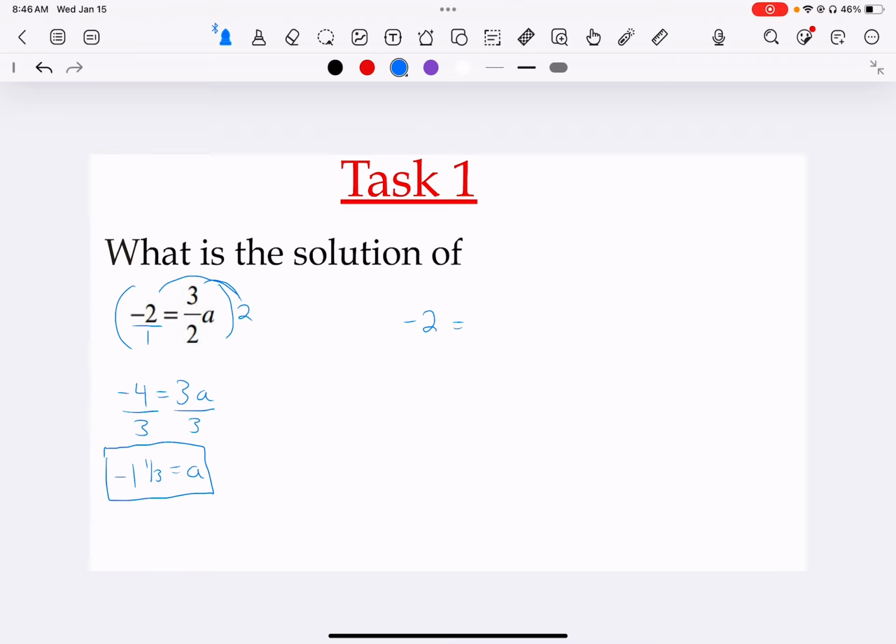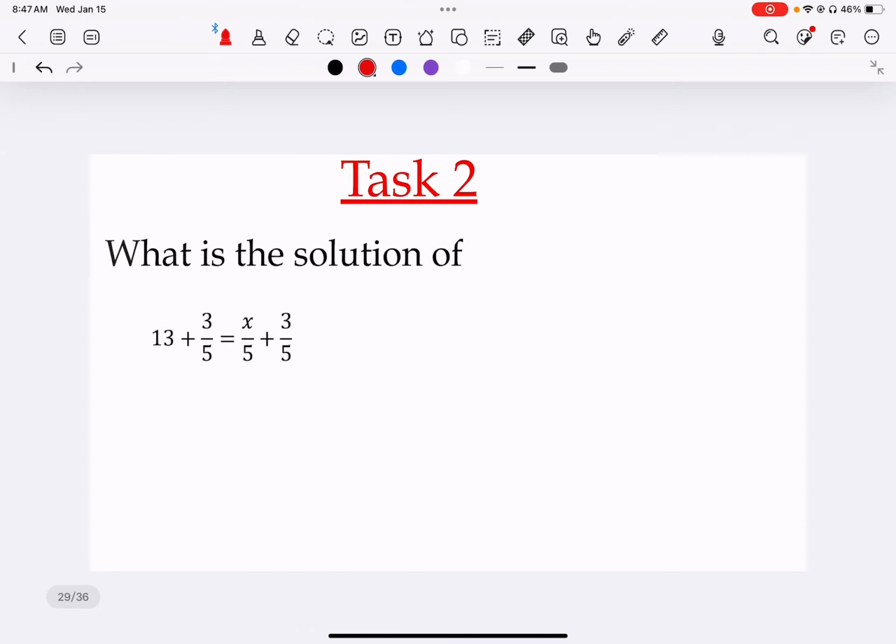Another way I could do this, when you just have one singular fraction with your variable, is to multiply by the reciprocal. The reciprocal is when you flip the fraction. And whatever I do to one side, I have to do to the other side as well. The reason why I can multiply by the reciprocal is that when I cross simplify, all I'm left with is just 1, so I'm just left with a. Now 2 times negative 2 is negative 4. 3 times 1 is 3. That simplifies to negative 1 and 1/3 equals a, which is the same answer I got from the first way of solving it.